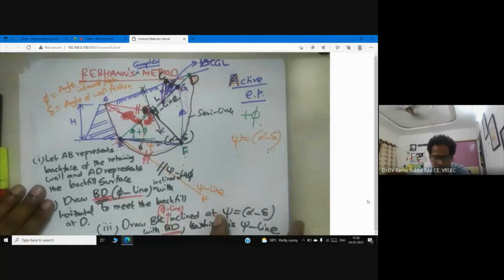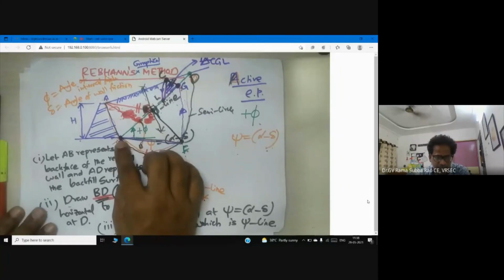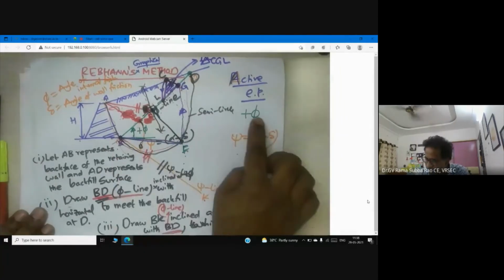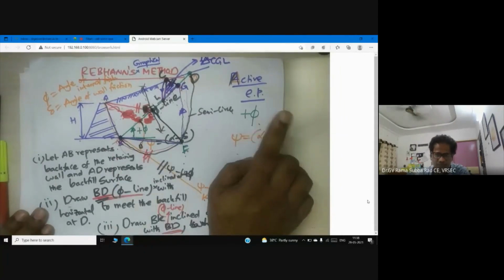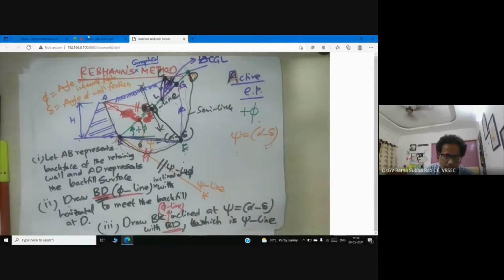So now you see, first you draw AB, the same way you drew for active. But what about the phi value? Is it plus phi or minus phi? Please tell me. What about the psi value? It is your time now. So in case of passive earth pressure, how will you consider phi and psi? Please tell me now.